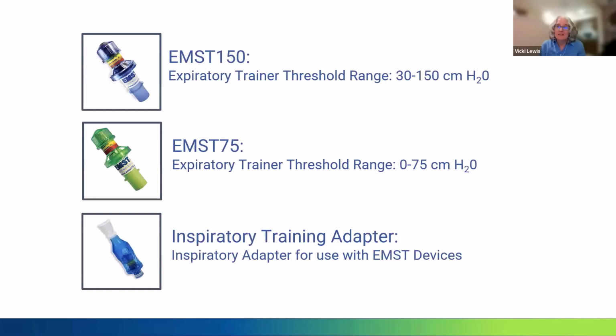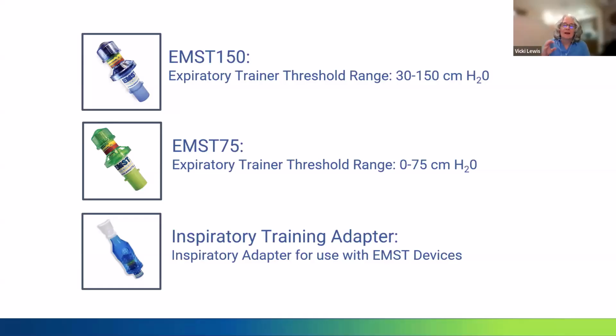Here are a couple of the devices from Aspire. I had mentioned and pictured on that last slide was the EMST 150. The number of the device tells you how high the device setting goes. So this device goes up to 150 centimeters of water. And that centimeters of water, that's a measurement, I think, as speech language pathologists, we don't think about a whole lot, or we don't hear a lot about it. But in the respiratory literature, you will see that measurement quite frequently.